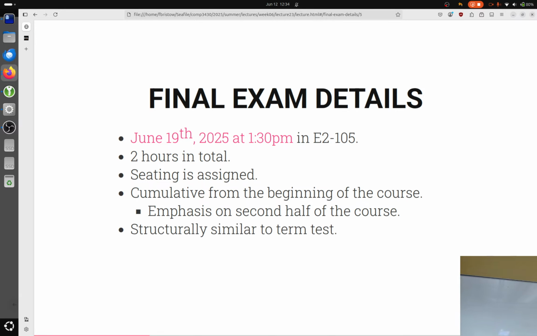Structurally, it's going to be similar to the term test. So in terms of the types of questions, the types of responses, you can look back to the way that the term test looks to get a sense of what you should expect to see on the final exam. And as with the term test, there's no programming in C. I'm not going to ask you to write C code.